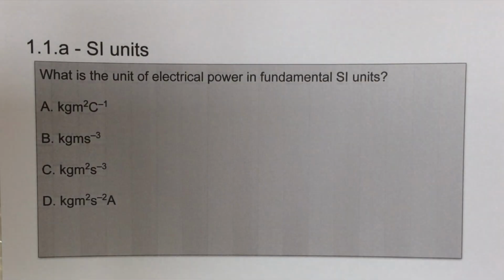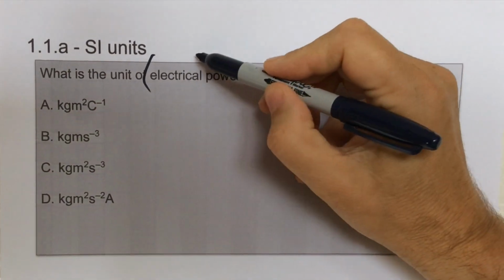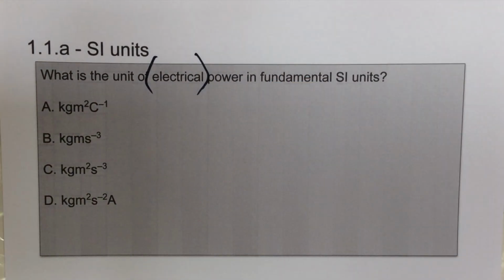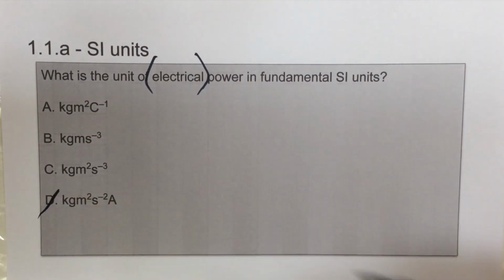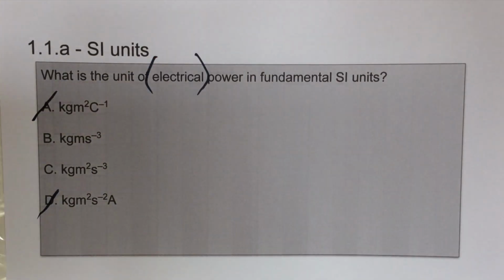Here is the question we asked earlier. First of all, electrical power and power are all measured in watts, so the word electrical isn't needed here. That means that option D is not needed because amperes is included and it's not an electrical quantity, and also option A is not possible because coulombs isn't a fundamental SI unit.